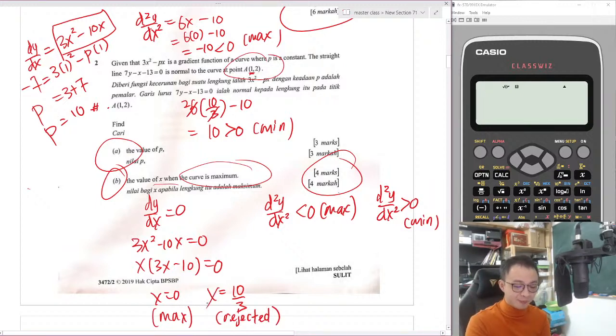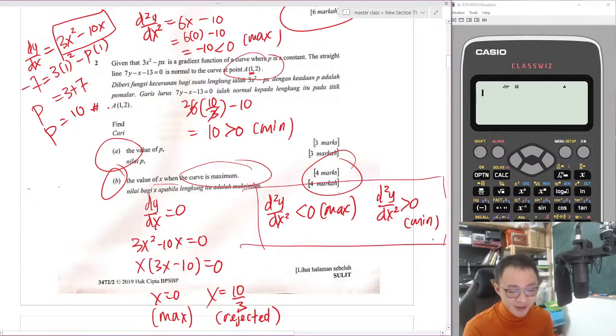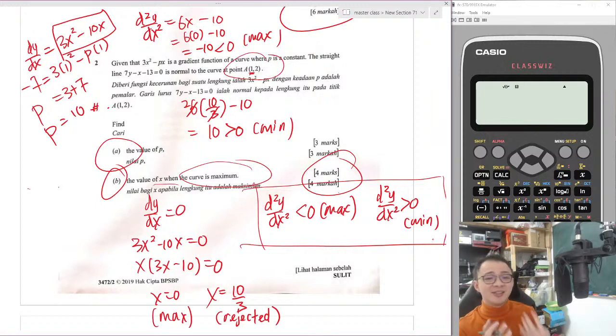Yeah, so I hope you understand what is going on here. If you have the paper with you, write these things down. The second derivative, you must memorize this one because it is not given in your formula list. If you can't memorize this one, you will lose about 2 marks. I believe all of you know dy/dx equals 0 is used to find the maximum or minimum.